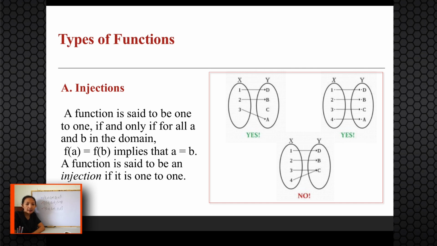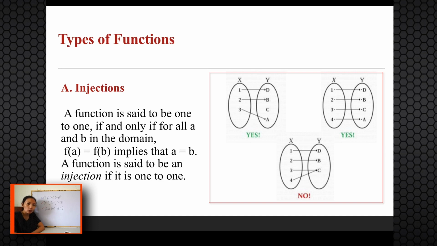If it is one-to-one. Now, to test whether a given function is an injection or not, if the graph is given, a horizontal line test can determine whether a function is injective or not. The horizontal line must cut the graph at one point only, or once.